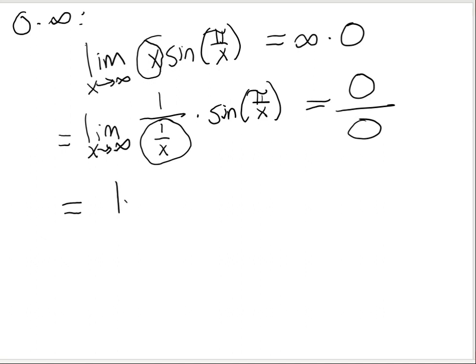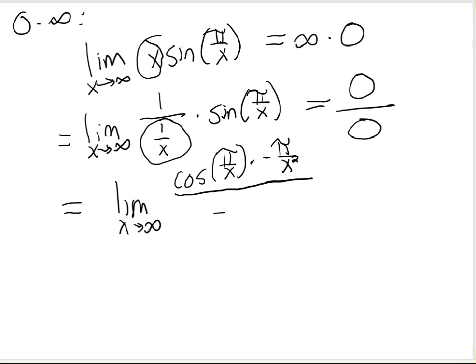So we could say that this is equal to the limit as x goes to infinity. Derivative of sine is, well, we're going to have to use chain rule, cosine pi over x times the derivative of the inside pi over x is going to be a negative pi over x squared, all over, well, this is going to be negative 1 over x squared. And that's by using L'Hopital's rule.